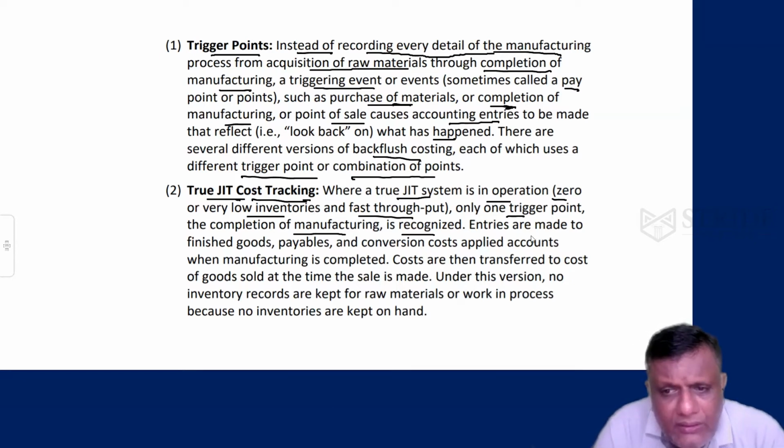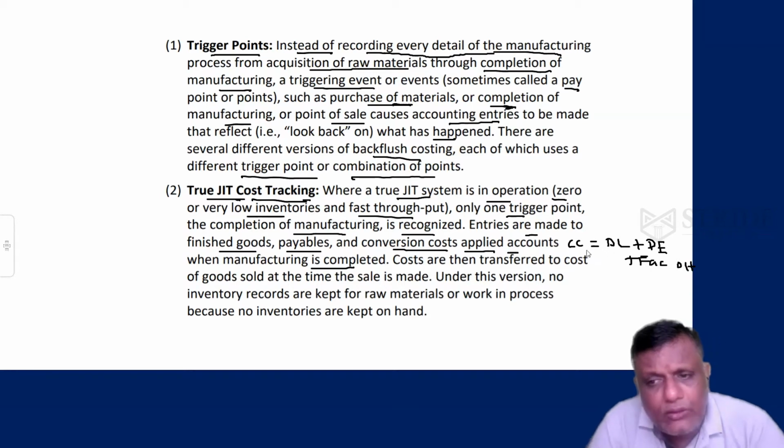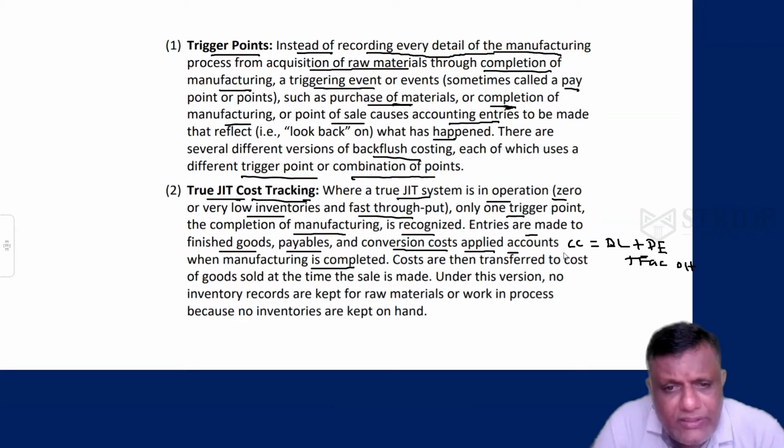So now the entries are made to finished goods. Payables are created, since we have to make a payment to the supplier. Conversion cost is applied and manufacturing is completed. Applied means estimation. What is conversion cost generally? Conversion cost means excluding material: direct labor plus direct expenses plus all factory overheads. Raw material is excluded from conversion cost. So the entries to be made are at the trigger points only.